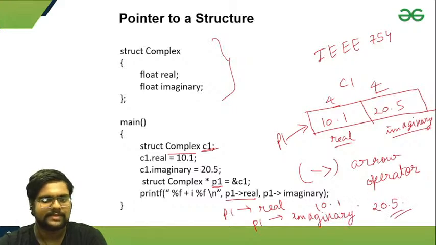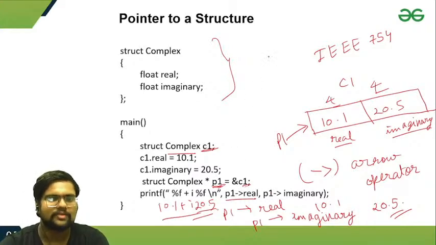Okay, so this will be our output: 10.1, 20.5. Here we have accessed our struct variable using a pointer variable.